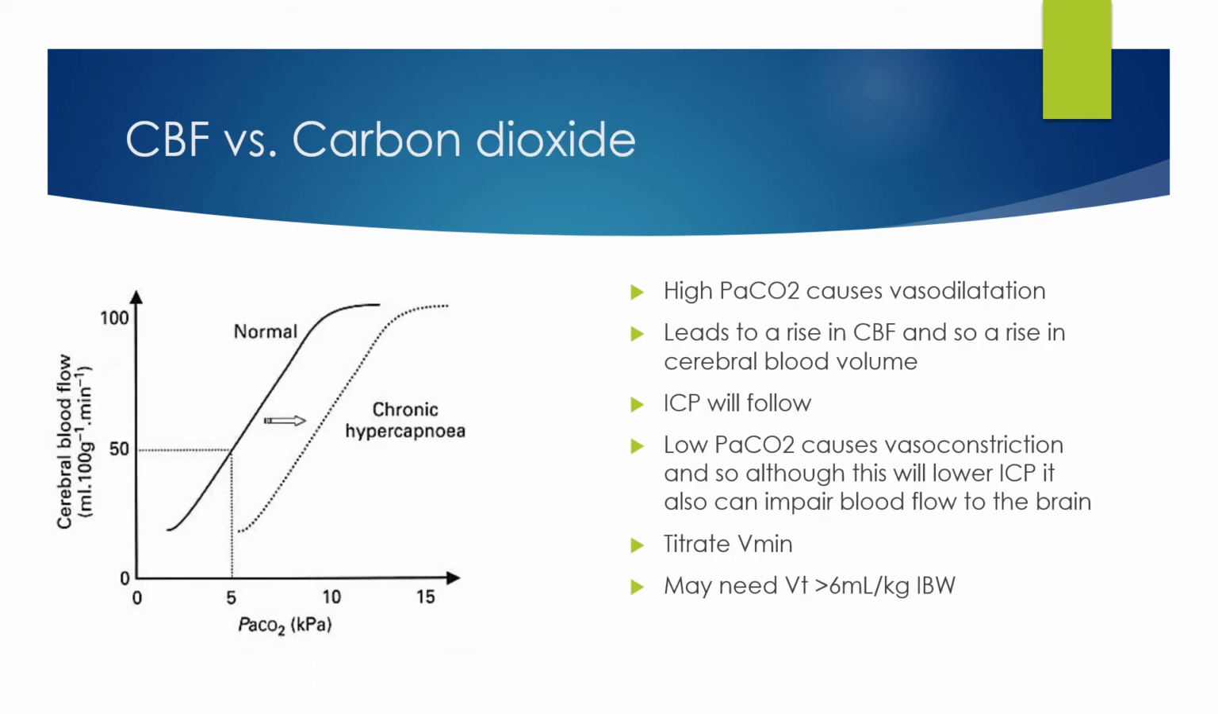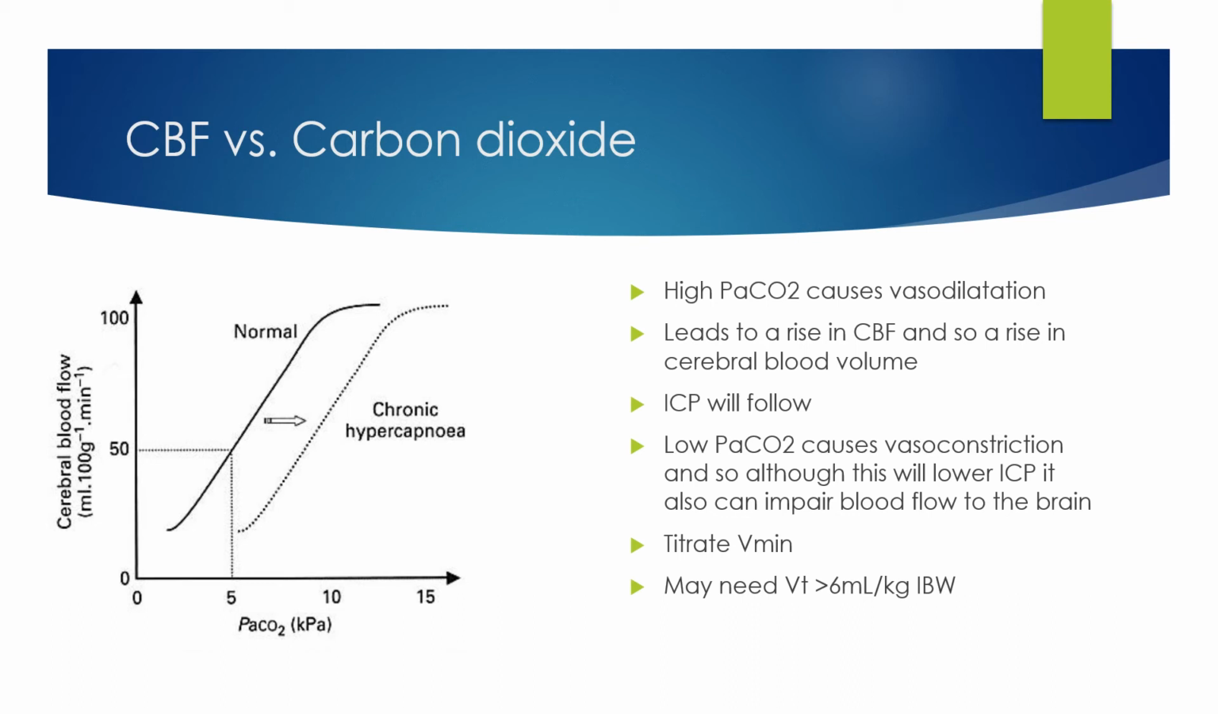In terms of carbon dioxide then, we know again that high levels of carbon dioxide within the blood cause vasodilatation. This again causes a rise in cerebral blood flow and a rise in blood volume, and ICP will follow. However, low levels of carbon dioxide cause vasoconstriction. So although, yes, that certainly lowers ICP, it can impair blood flow to the brain, which can be damaging. So try and keep values between 4.5 to 5 kilopascals.